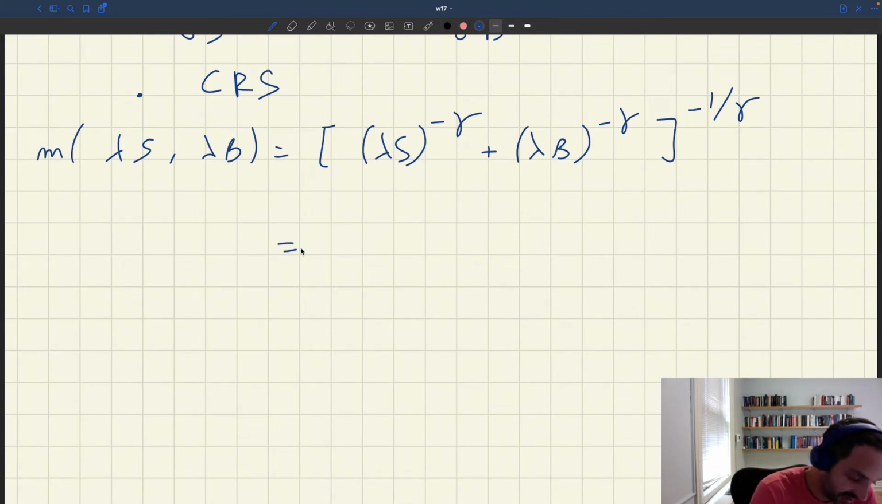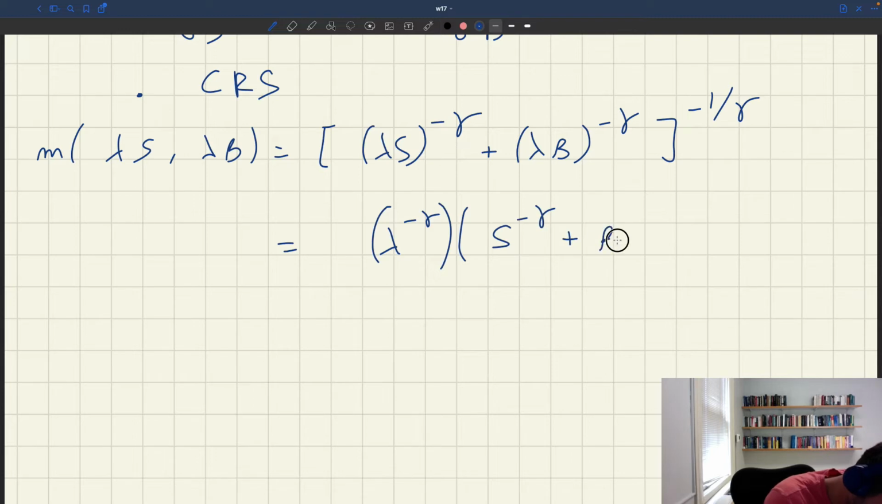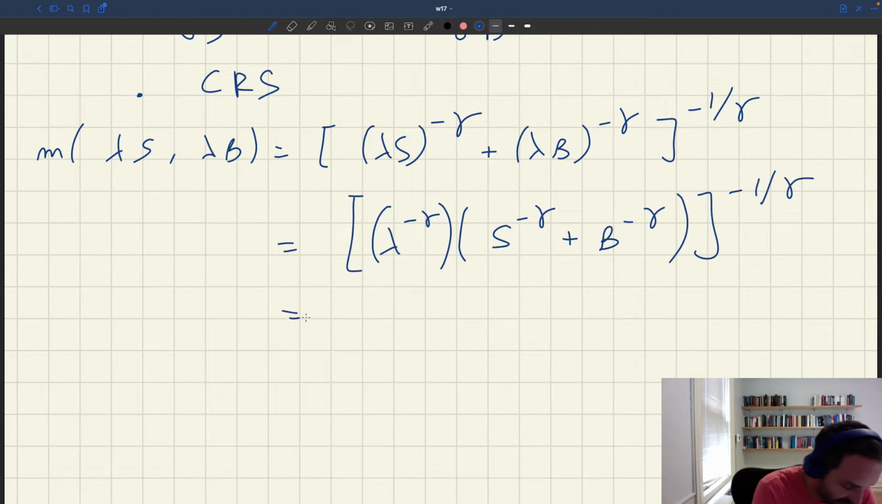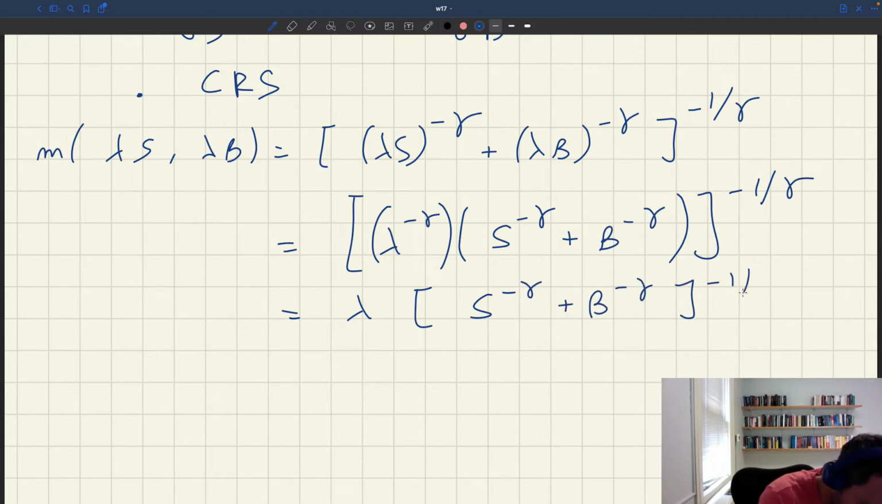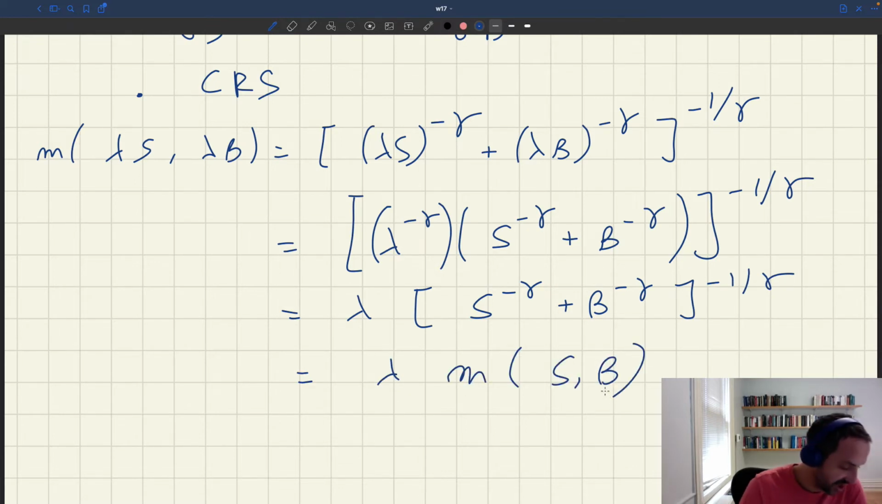All right, and so here what we can see is that we can factor out the lambda to the minus gamma. And then once we take that exponent out and bring it to the power of minus 1 over gamma, that's going to be just lambda, because minus gamma times minus 1 over gamma, that's just 1. So that's just lambda times S to the minus gamma plus B to the minus gamma, to the power of minus 1 over gamma. And that's just lambda M of S and B. So we check that indeed we have constant returns to scale here.